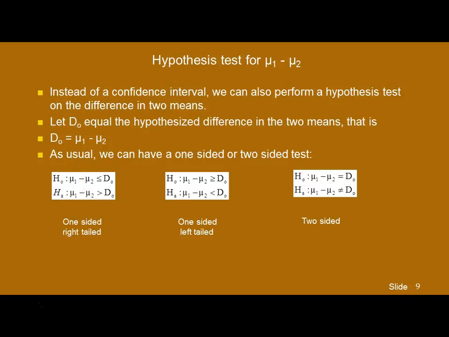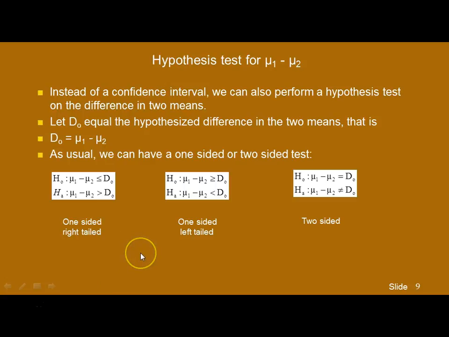You could also test a hypothesis for mu1 minus mu2. We can take what we've already learned and convert it into a hypothesis test. We're going to let D0 represent the hypothesized difference in the two means. In other words, D0 is basically equal to mu1 minus mu2. The most common value for D0 in a hypothesis test is going to be 0 itself. Because if D0 is 0, that means the two means are equal. If you had 0 equals mu1 minus mu2, that means that mu1 must be equal to mu2. We'll look at that more on the next slide, I believe.